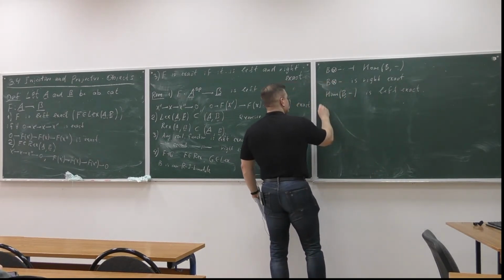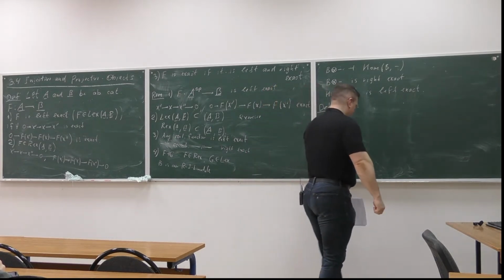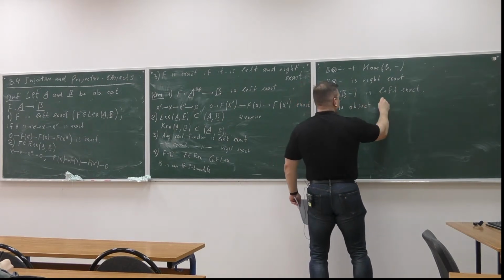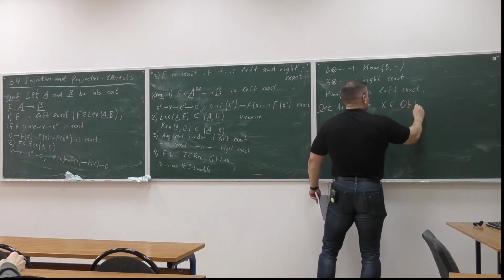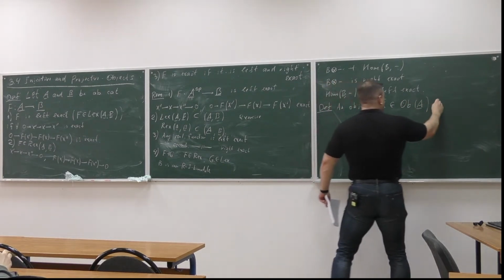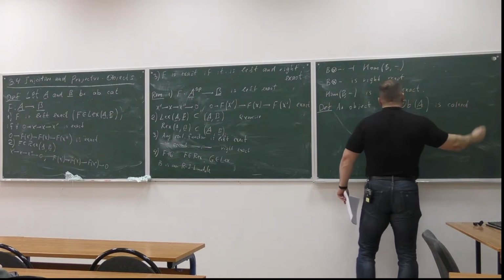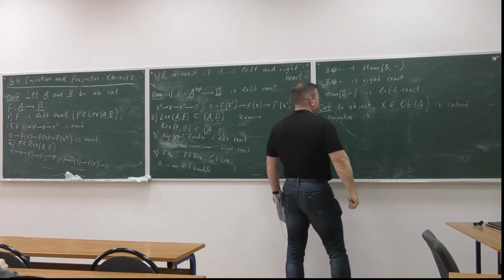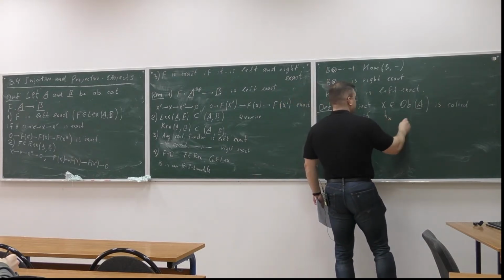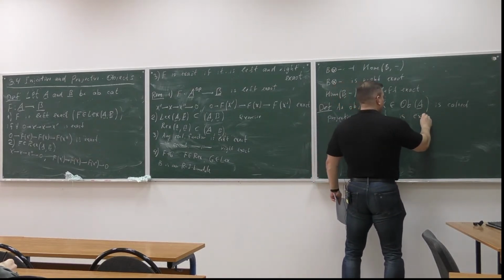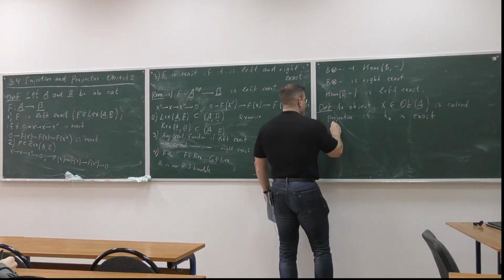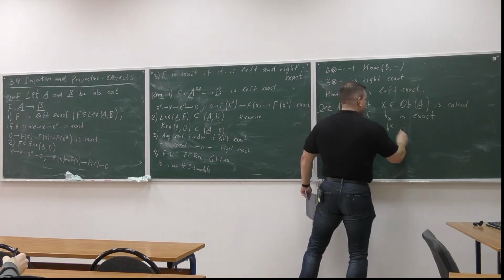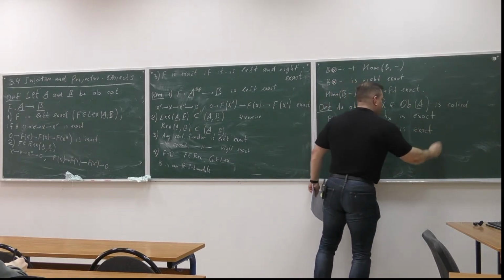Okay, so the main definition of today's lecture. An object, say X, in the abelian category A, is called projective if the functor h sub x is exact, and injective if h upper x is exact.